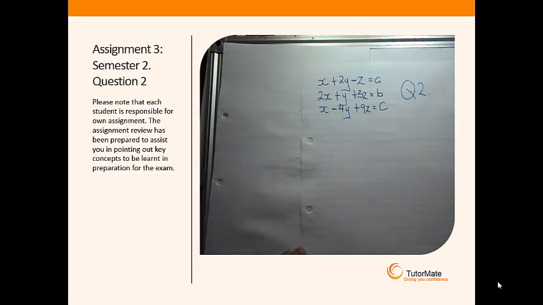Question 2, assignment 3. It states: show that the system x + 2y - z = a, 2x + y + 3z = b, x - 4y + 9z = c is consistent when c = 2b - 3a.